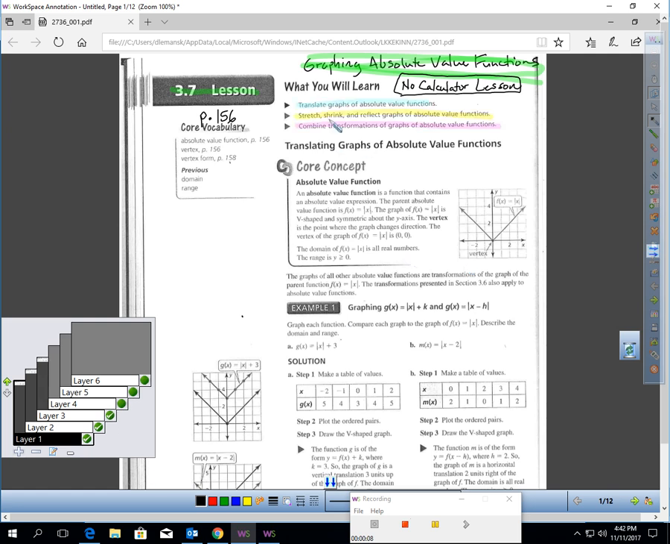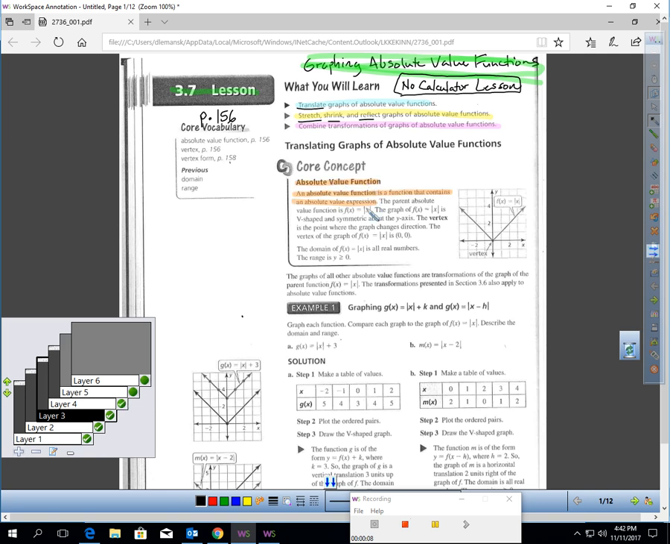In this lesson, you will learn how to translate graphs of absolute value functions. We learned about translations in the last lesson. You will learn how to stretch, shrink, and reflect graphs of absolute value functions, and how to combine transformations of graphs of absolute value functions.